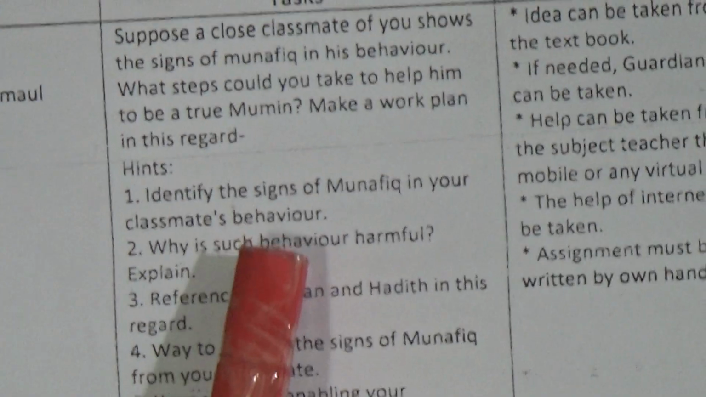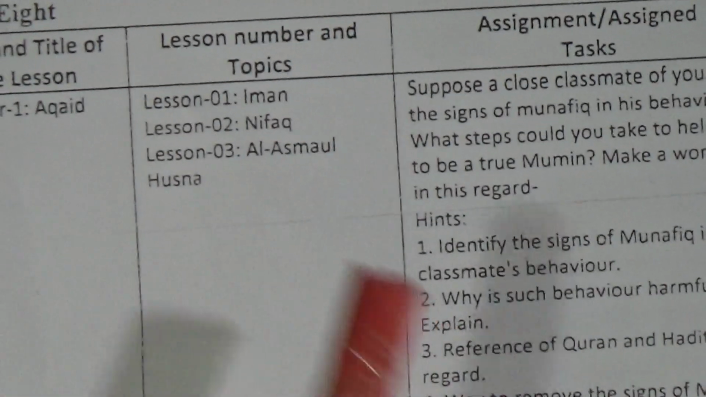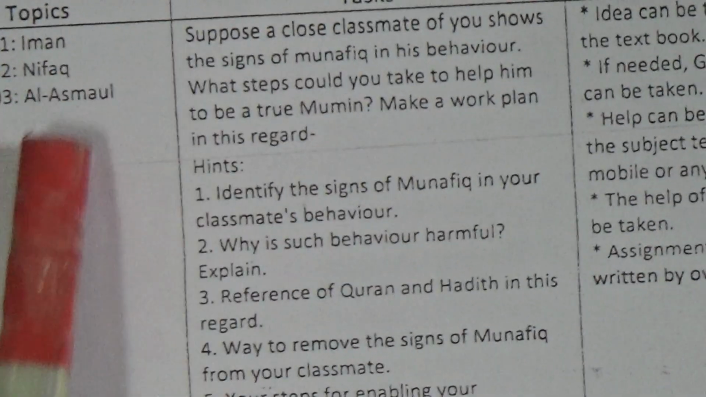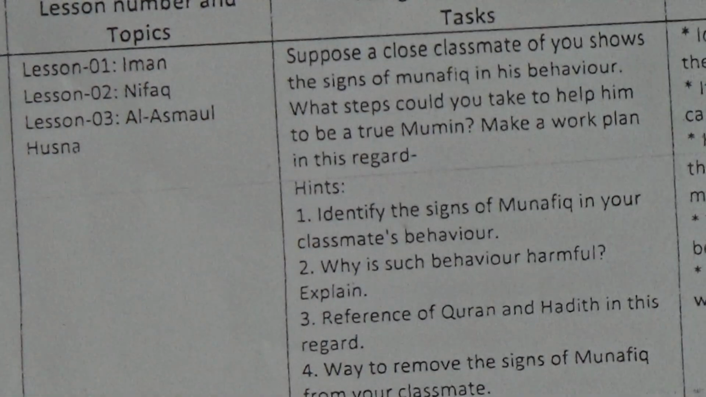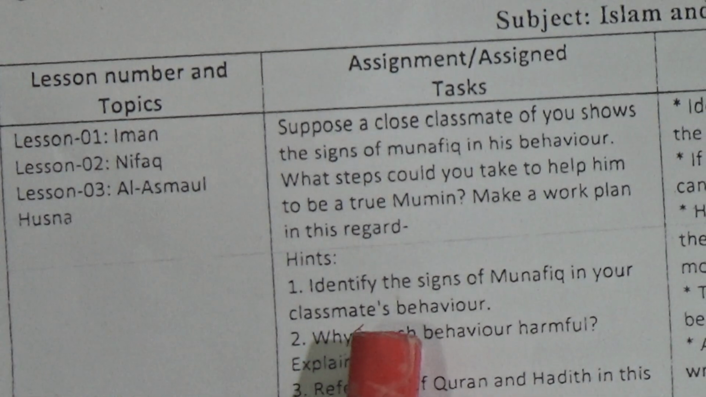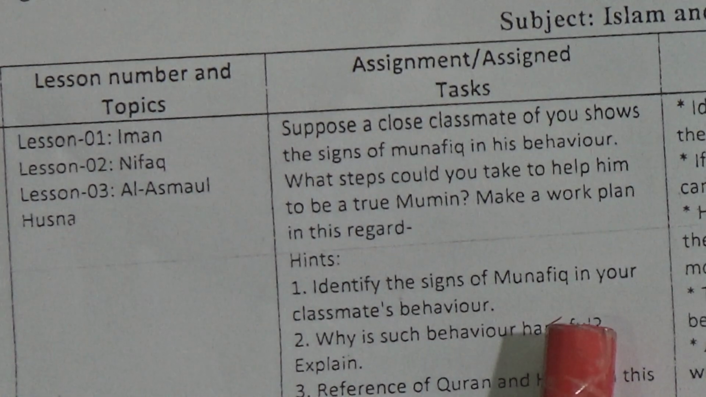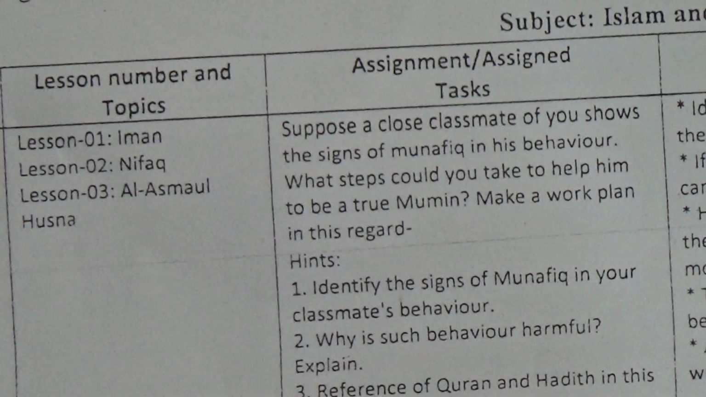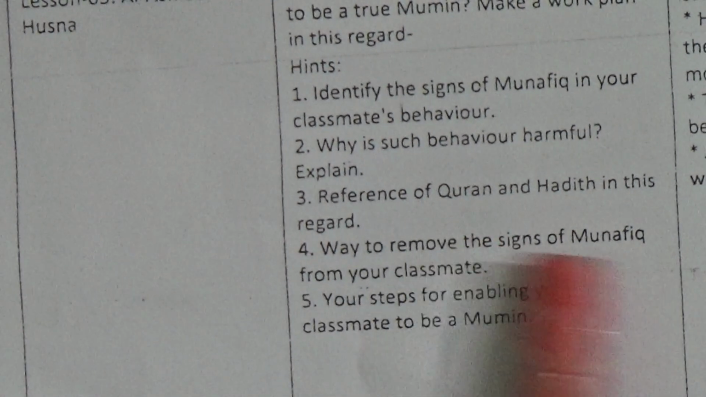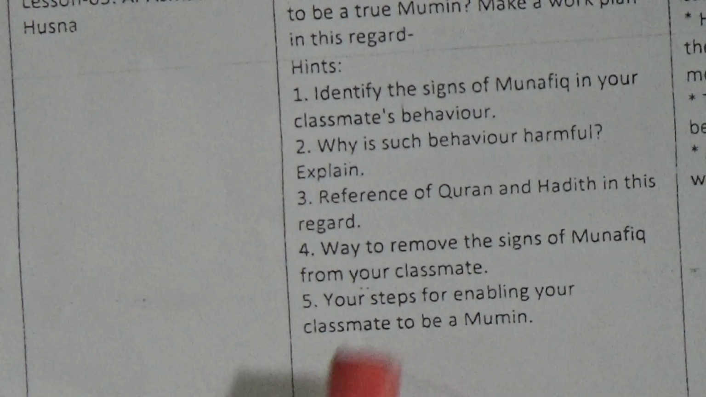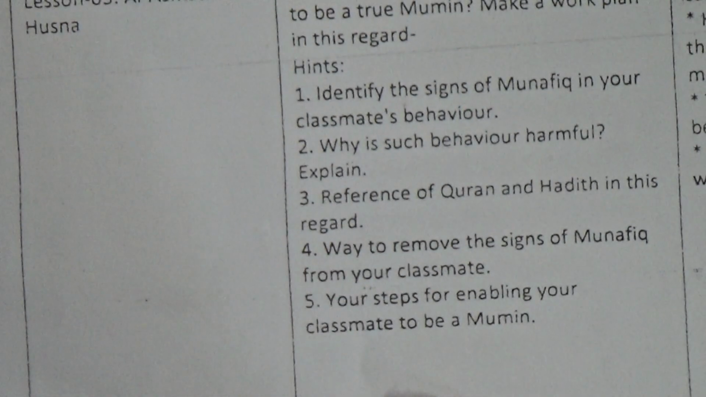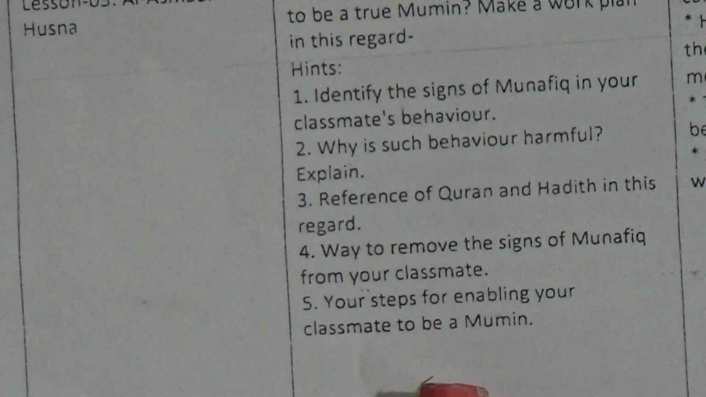Of course, it is based on chapter 1, Aqaid, and this lesson will help you to write the answer. Here, lesson 1 is Iman, 2 is Nifaq, 3 is Al Asmaul Husna, and here are some hints also for you. Number 1, identify the signs of a munafiq in your classmate's behavior. Number 2, why is such behavior harmful? Explain. Number 3, reference of Quran and Hadith in this regard. Number 4, way to remove the signs of a munafiq from your classmate. Number 5, steps for enabling your classmate to be a mu'min.